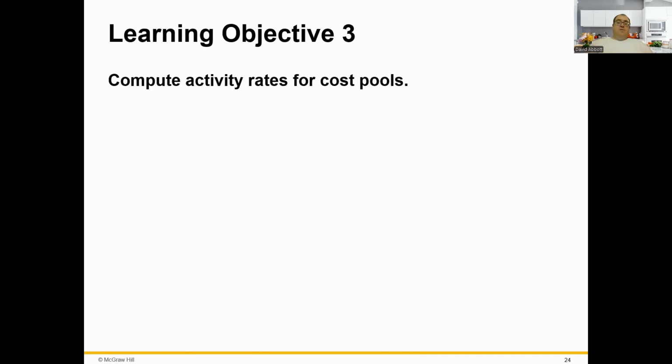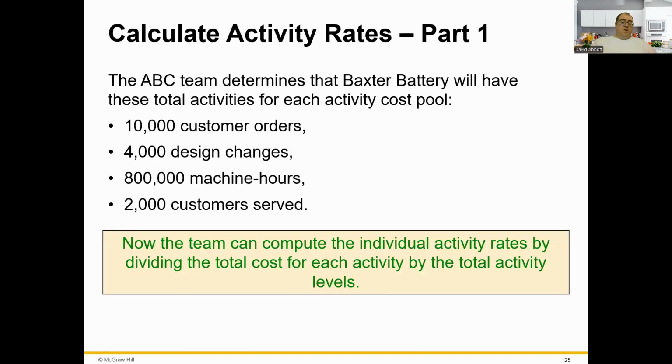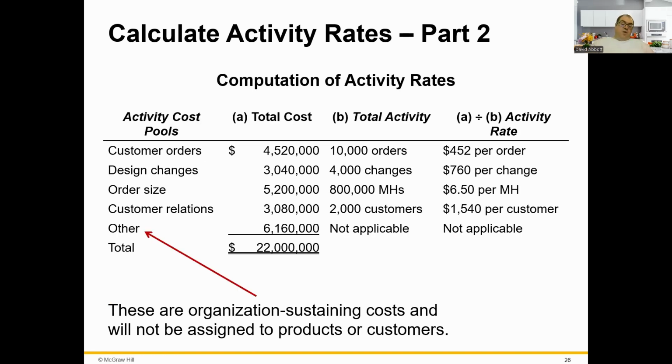So the next step is to calculate activity rates for the cost pools. The Baxter Battery ABC team determined activity levels for each activity as shown. This information enabled the team to compute ABC rates for each activity by dividing the total cost in each activity cost pool by the respective quantity of the activity measure. The activity rate for each cost pool is as shown.